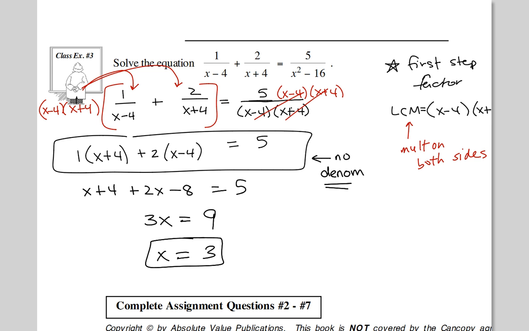Okay, NPVs. What is x not allowed to be? Plus or minus 4. She's quick on that. So 3 is not plus or minus 4, so we're good. You could also verify with your calculator like I showed you. Okay, you're done.